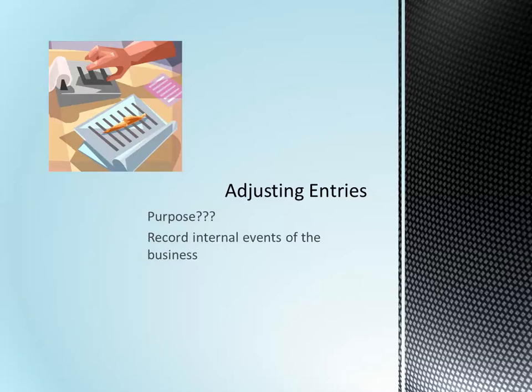This will be the first part to our discussion on adjusting entries. What's the big deal? These adjusting entries, these are what the CPA makes. A lot of times it's just to record internal events of the business that's not necessarily something that's proven by a source document. So let's take a look at some examples.